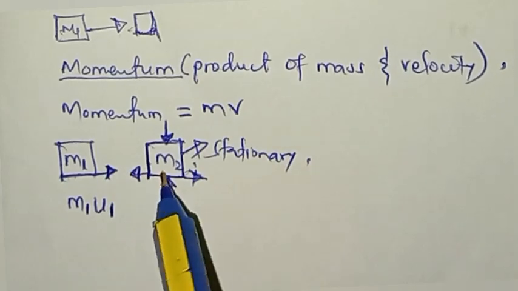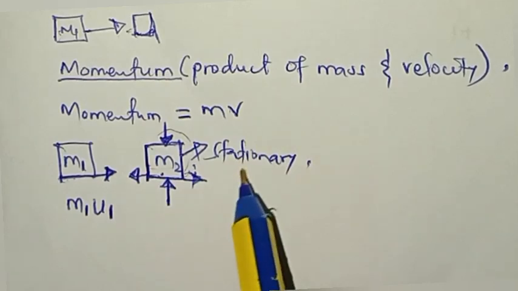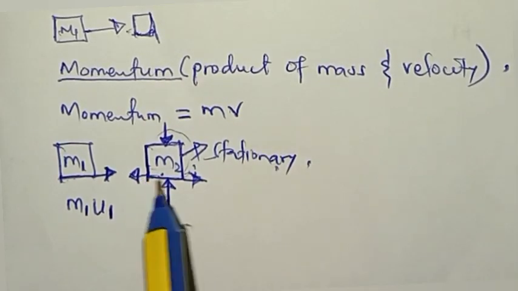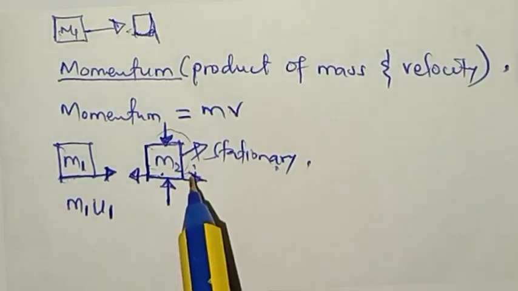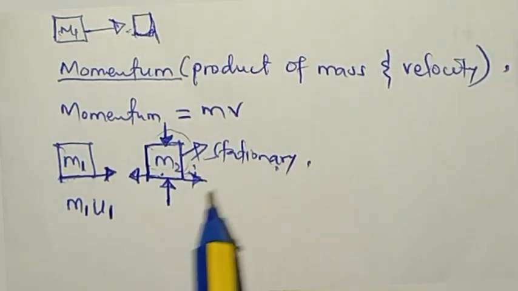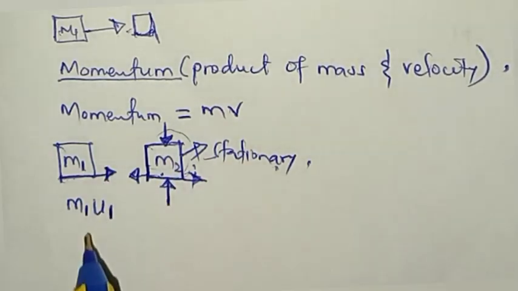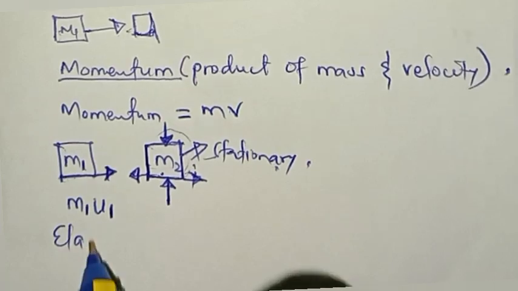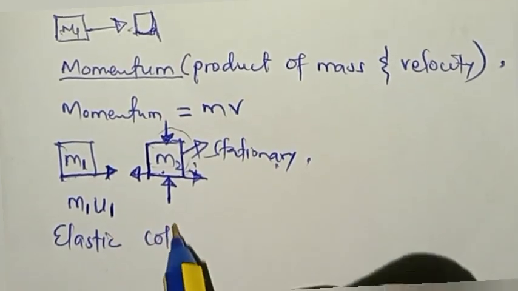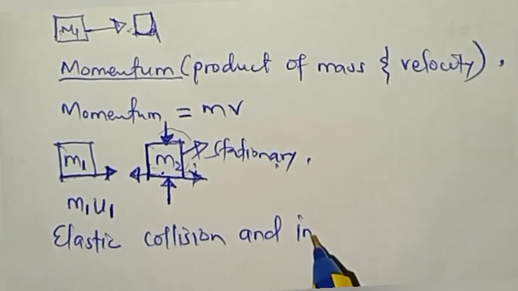When it hits this body, which was initially stationary, the bodies will either move on their own or they will move together. And there we are going to learn of two collisions: elastic collision and inelastic collision.